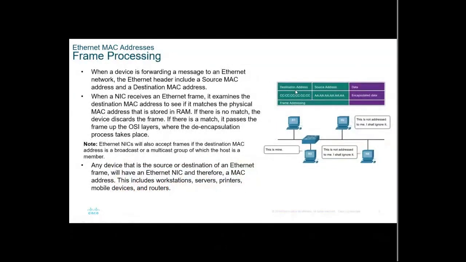Frame processing: when a device is forwarding a message to an Ethernet network, the Ethernet header includes the source and destination MAC addresses. So we've mentioned that a few times now because that's one of the most important things. When a NIC receives, what a NIC is, network interface card, just in case I haven't explained that before, when it receives an Ethernet frame, it examines the destination MAC address and assesses whether it matches its own MAC address.